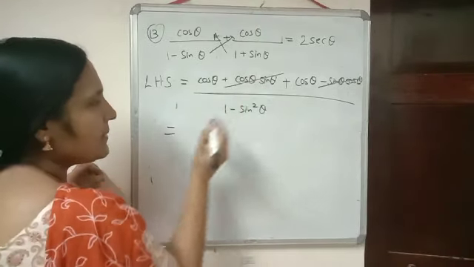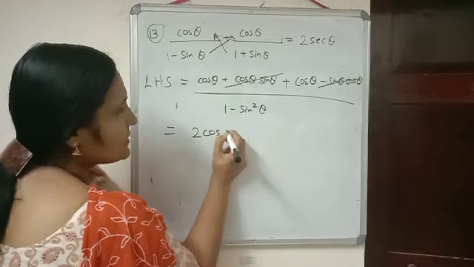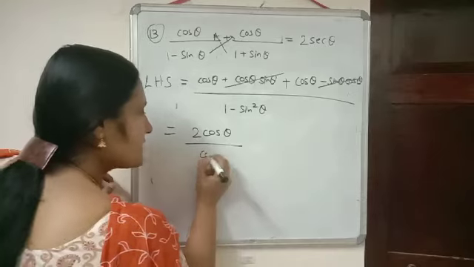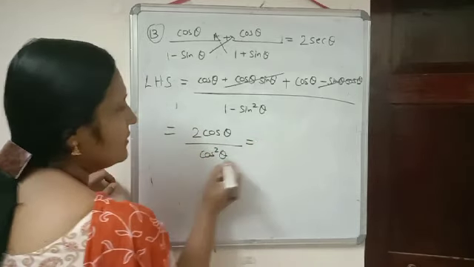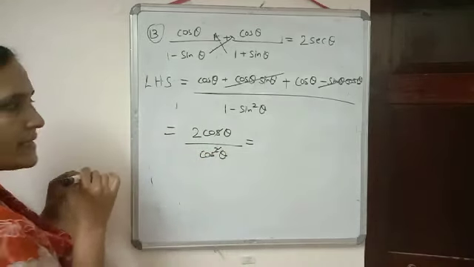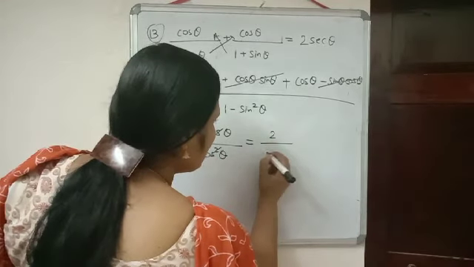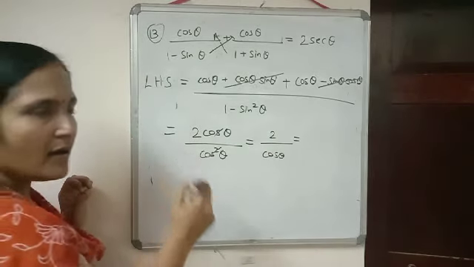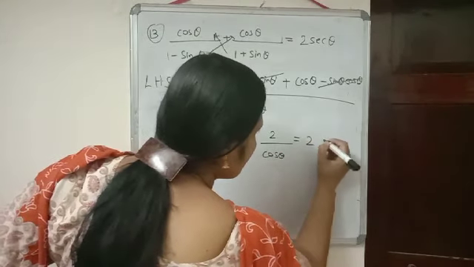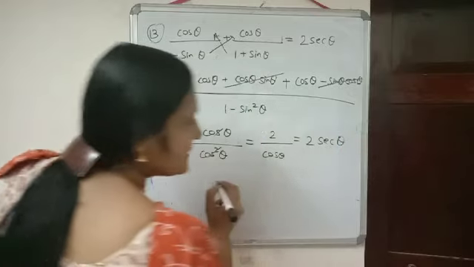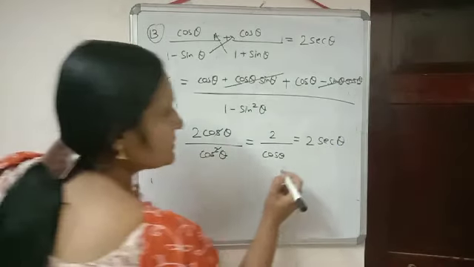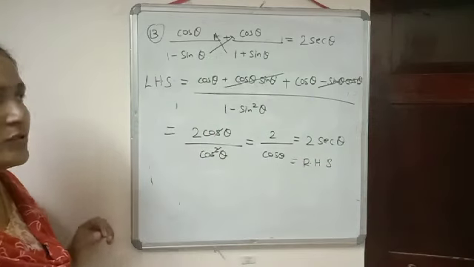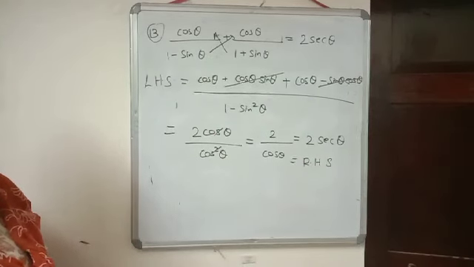Remaining, cos theta plus cos theta is 2 cos theta by 1 minus sin square theta, which is, yes, correct, cos square theta. So one cos theta and cos theta will get cancelled. Remaining, it will be equal to 2 by cos theta. And what is the reciprocal of cos theta? Sec theta. So 1 by cos theta can be written as sec theta. So we are getting 2 sec theta, which is equal to our right hand side. So I hope this question is clear to you.